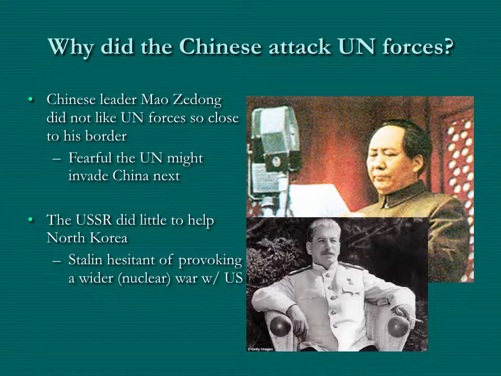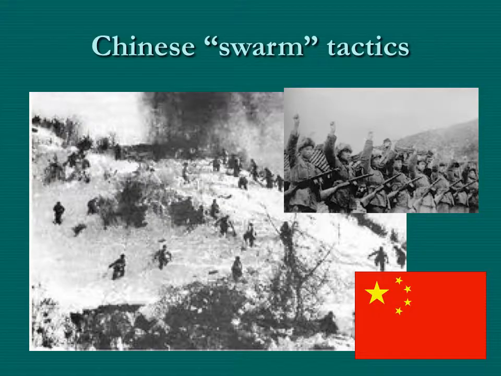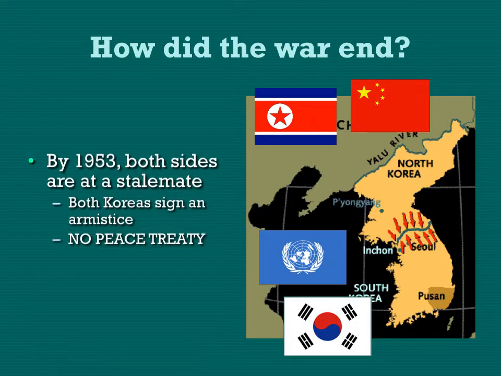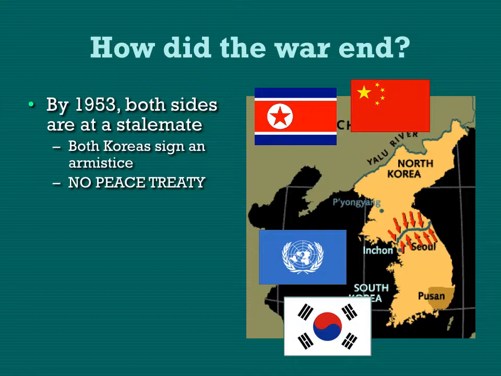So China decides to jump in knowing that the United States is not going to necessarily view it the same way. Their swarm tactics are pretty effective. Their massive numbers neutralize what they lack in technology. So the war comes to an end, so to speak, even though technically we don't have a peace treaty, in 1953 with basically a stalemate being declared. Both Koreas signed an armistice, and that's kind of where we've been sitting ever since.